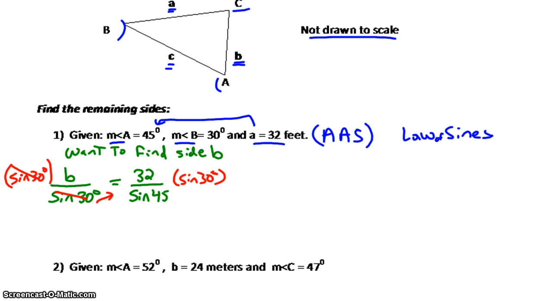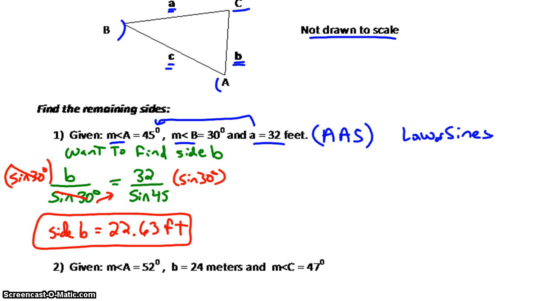At any rate, when we put that into our calculator, we will find out that we get a value for B. So side B, its value to the nearest hundredth, will be 22.63 feet. So we found one of the missing sides. Now, at this point, we're going to solve for C. So we still have angle C missing and side C.